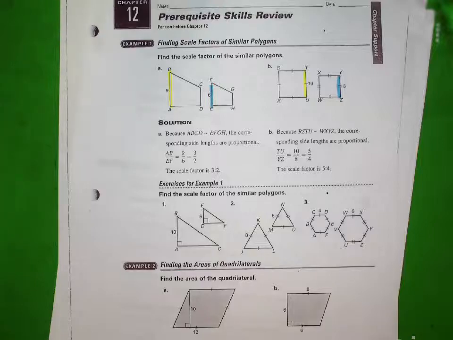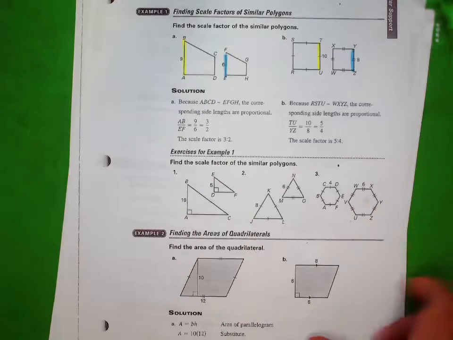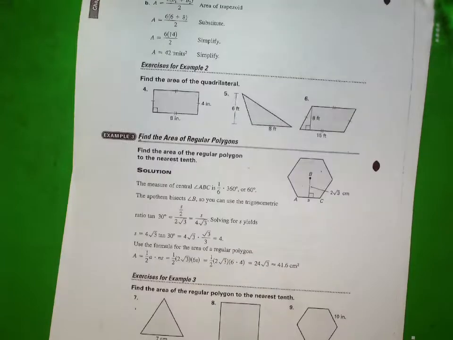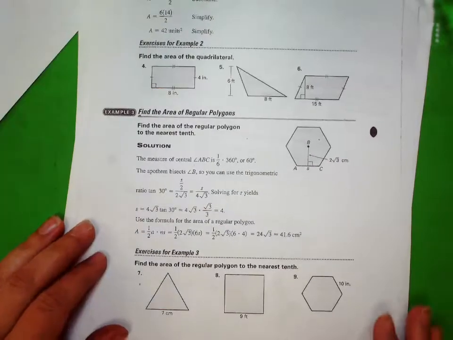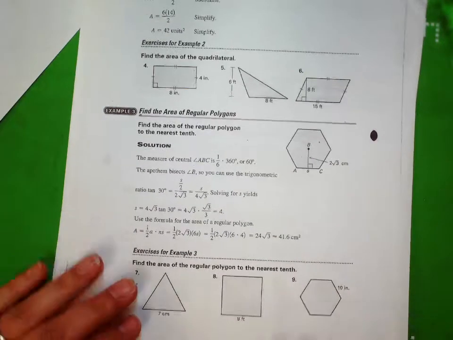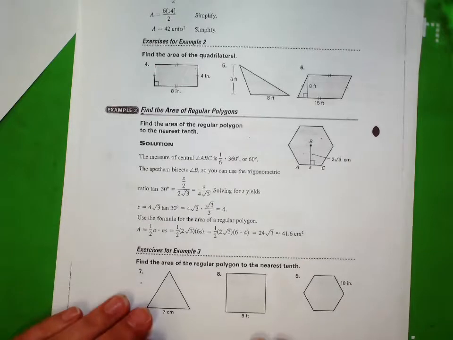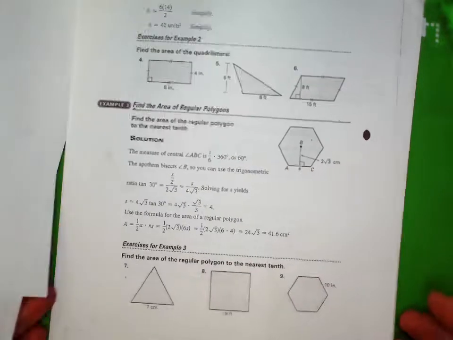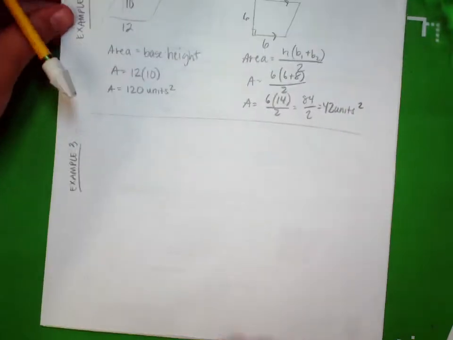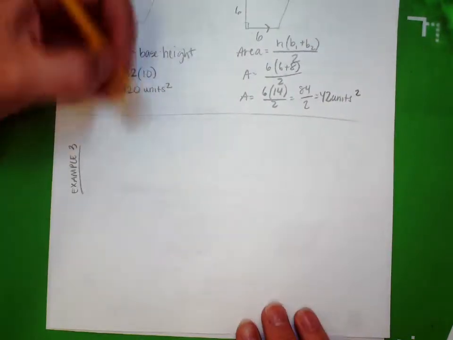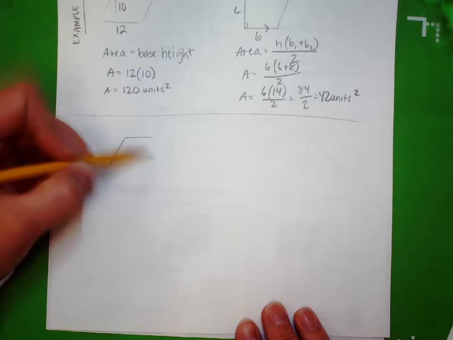We've looked at example 1, example 2, and now we are going to move on to example 3. Example 3 says, find the area of the regular polygon to the nearest tenth. To find the area of the regular polygon, we are going to have to use what we know about triangles. So I'm going to go ahead and copy down the hexagon.